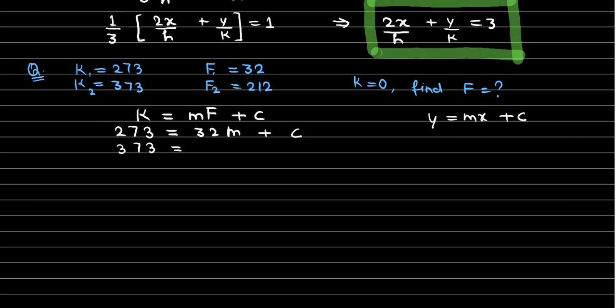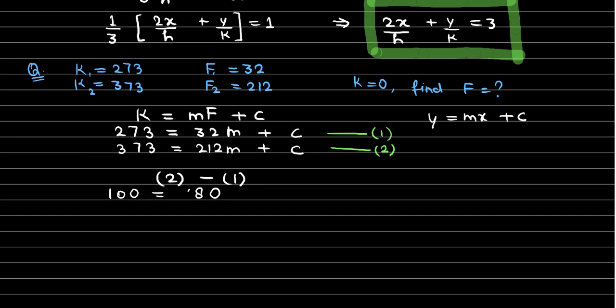Now here you can see that I have two unknown variables, m and c. We need to get the values of them. But we can use the method of elimination to get these values very easily. How? I would like to subtract equation 1 from equation 2. While doing this, 373 minus 273 will give me 100. 212 m minus 32 m, how much will it be? 180 times m, and c and c will get subtracted.